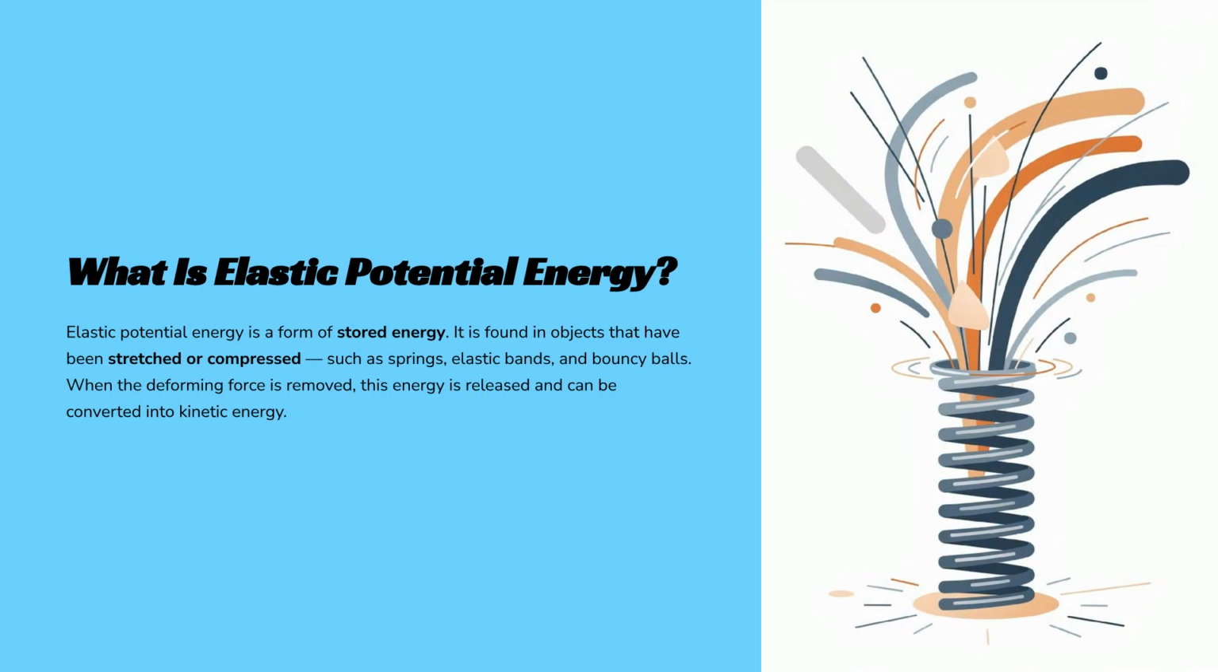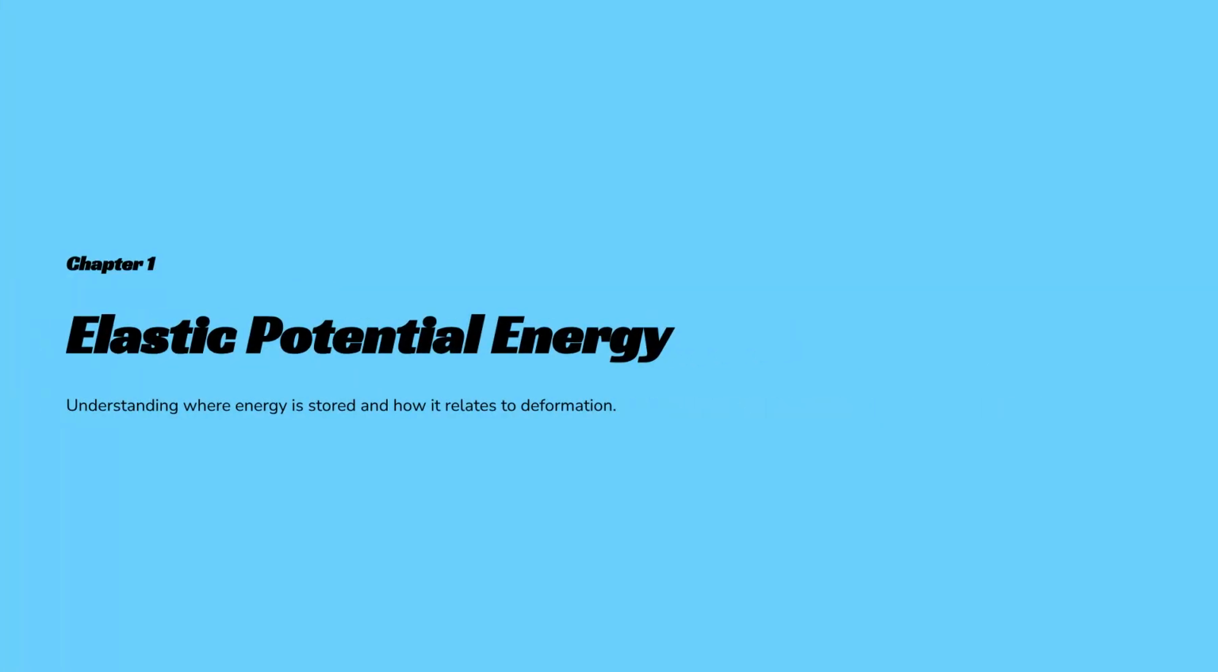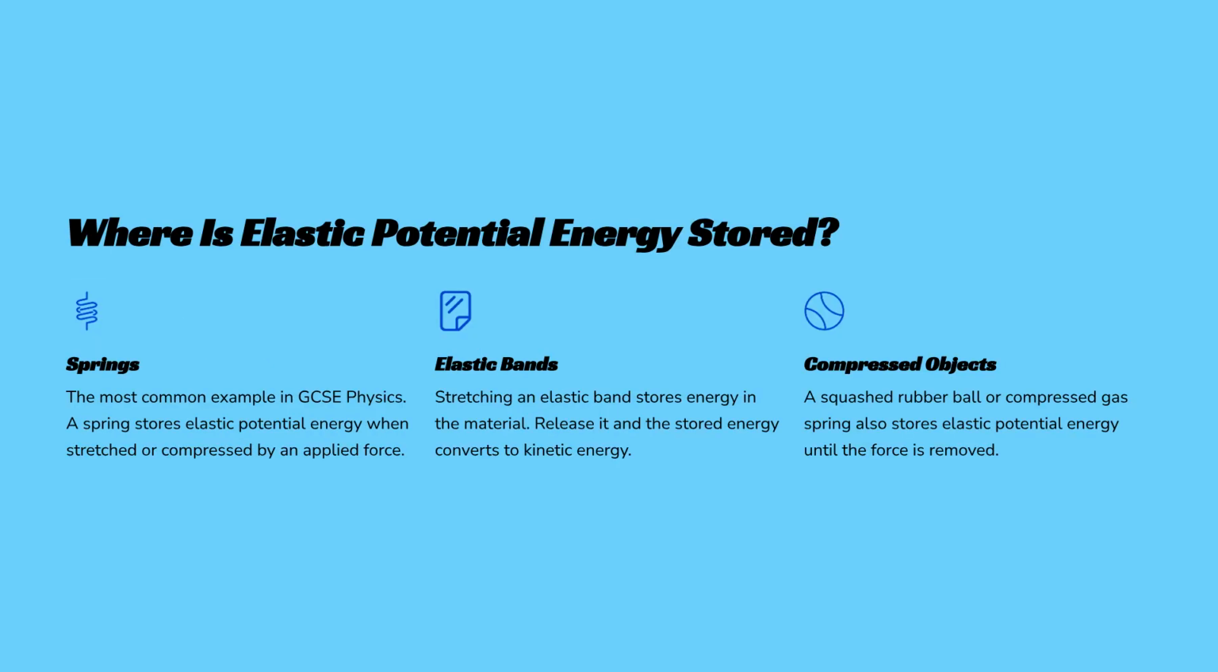Elastic potential energy is stored energy found in objects that are stretched or compressed. When the deforming force is removed, this energy is released and can become kinetic energy. Let's begin our first chapter by looking closer at elastic potential energy and how it relates to deformation. Elastic potential energy is stored in various objects. Common examples in physics include springs, stretched elastic bands, and compressed objects like rubber balls or gas springs.